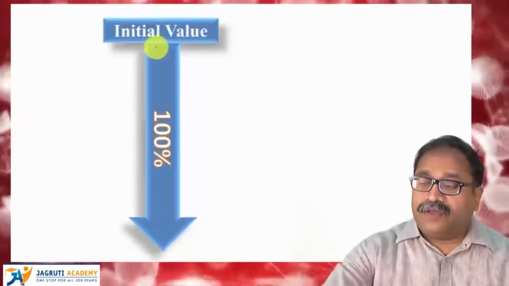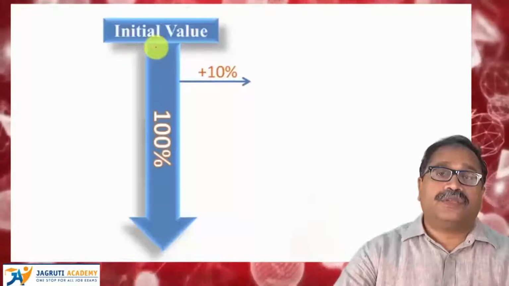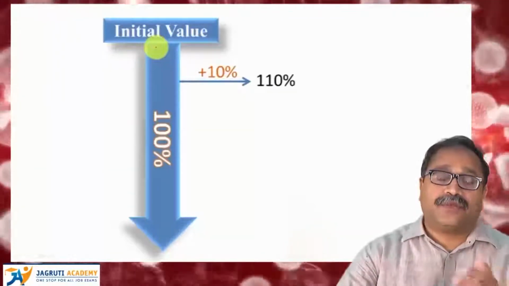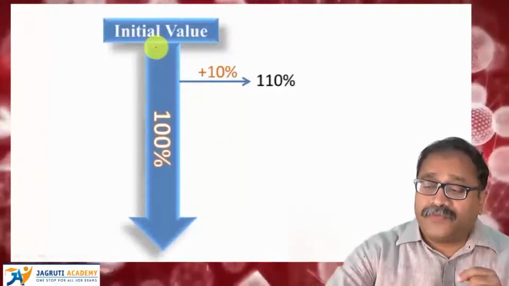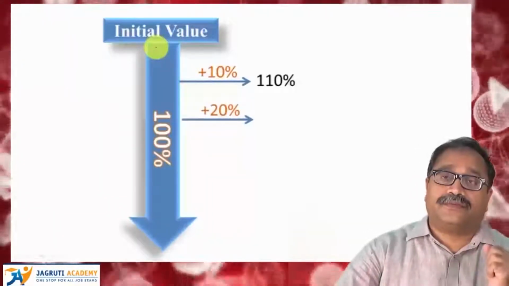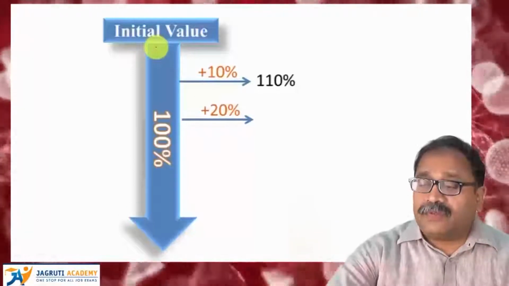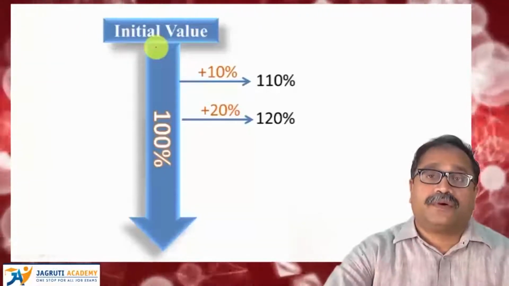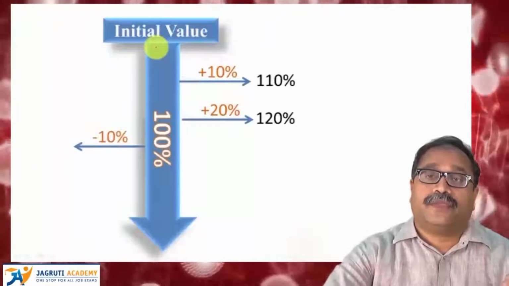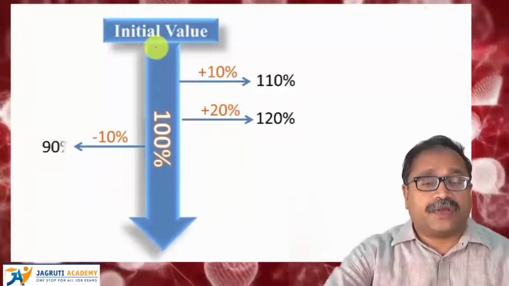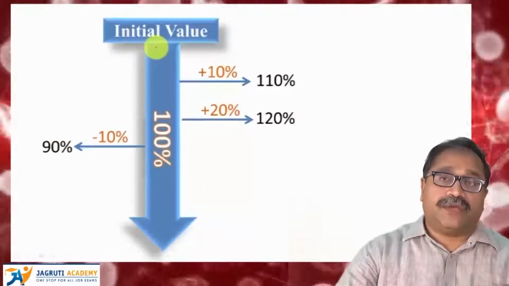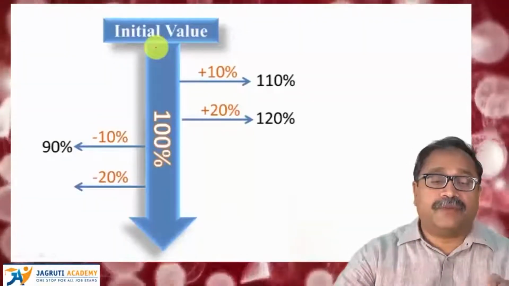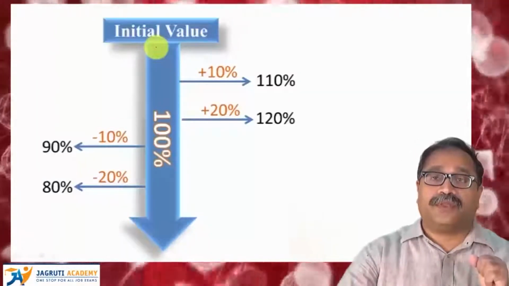Now, if it increases by 10%, how much will it become? So 100 plus 10, it becomes 110%. You can see on the screen. Similarly, if a number is increased by 20%, it will become 120% of the original value. Similarly, if a number is decreased by 10%, its value becomes 90% of the original value, that is 100 minus 10, 90%. If a number is decreased by 20%, then 100 minus 20, it becomes 80% of its original value.